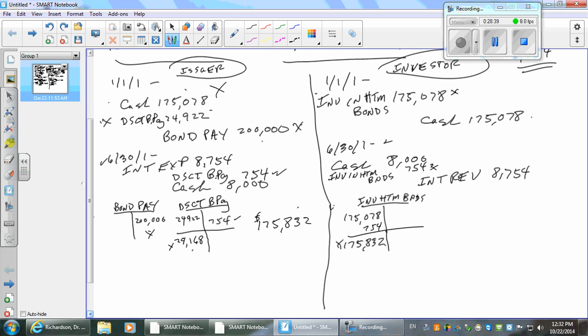Okay, so calculate the interest for the second 6 months for me. And if you can do that, you got it made, you guys, because then you can do them all. You can do all 20 of them now. What's it going to be? What's the carrying value of the bond?